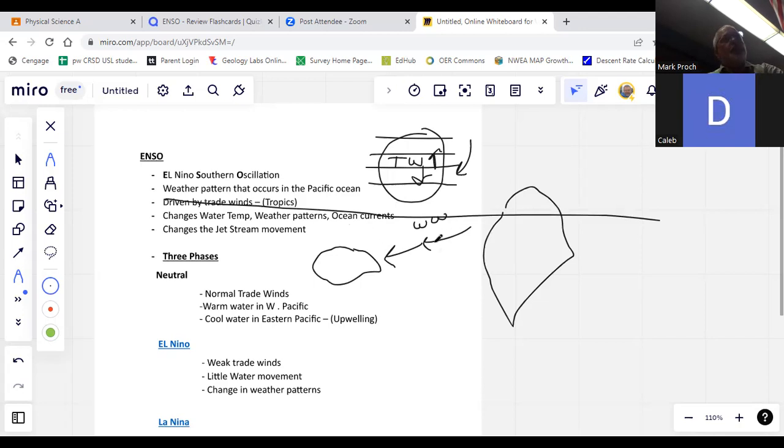But when the water gets pushed over, if we were on the coast, look at this, oh man, it's terrible. This is not to scale, right? So the wind comes along, these trade winds, and they push that water away. Then the water that's on the bottom comes up. This is called upwelling.